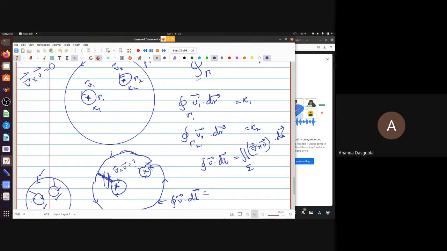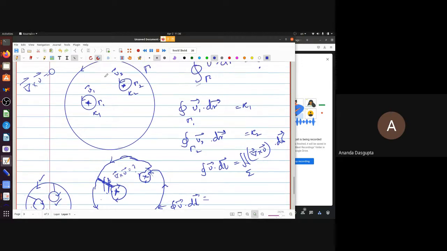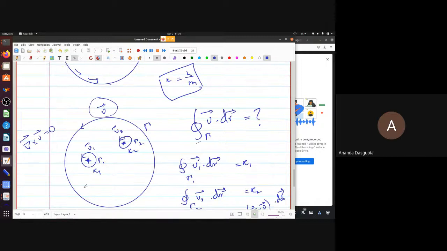But these are actually going the other way. These loops are actually now clockwise as opposed to counterclockwise. So if you were to take all the loops counterclockwise, you would simply end up with the circulation over the bigger loop being simply kappa 1 plus kappa 2. That's the sum.